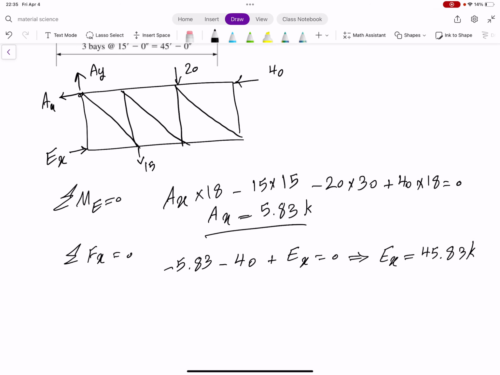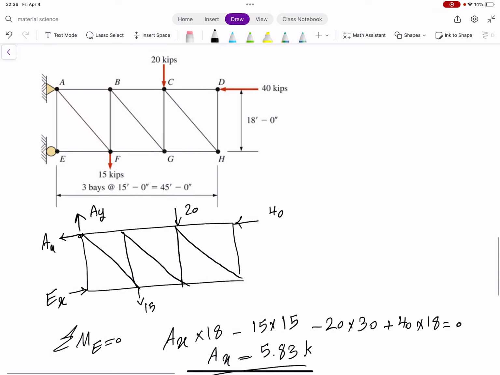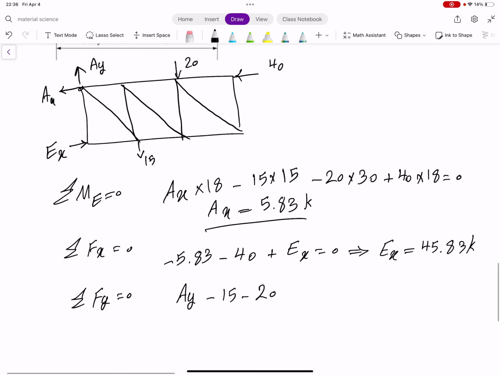that's this one, and I can also find my AY. Sum of FY equals 0, AY positive, minus 15, minus 20. What else do I have? I don't think I have any other forces. Let me double check. 2 forces, then that's it. So that should give me AY 35 going up. So this is these forces. Now we have the support reactions.